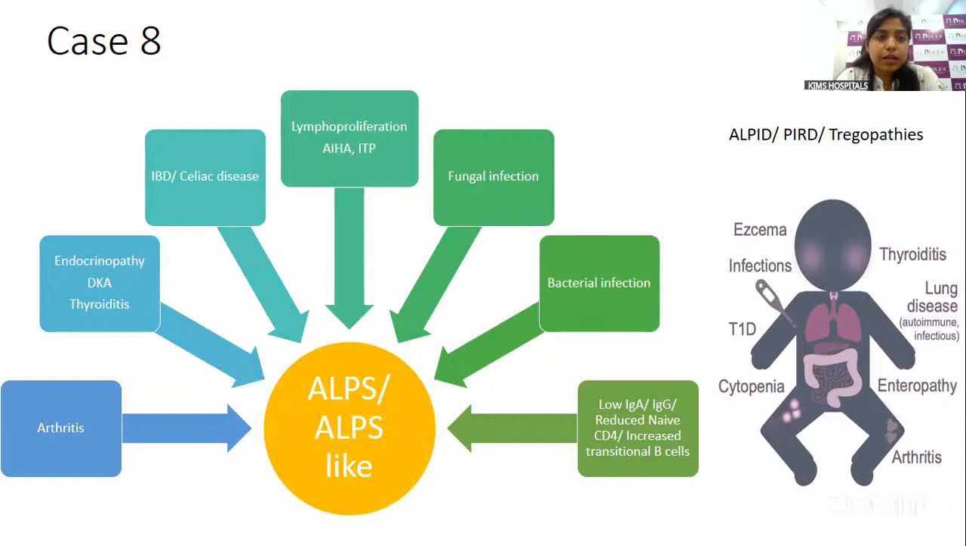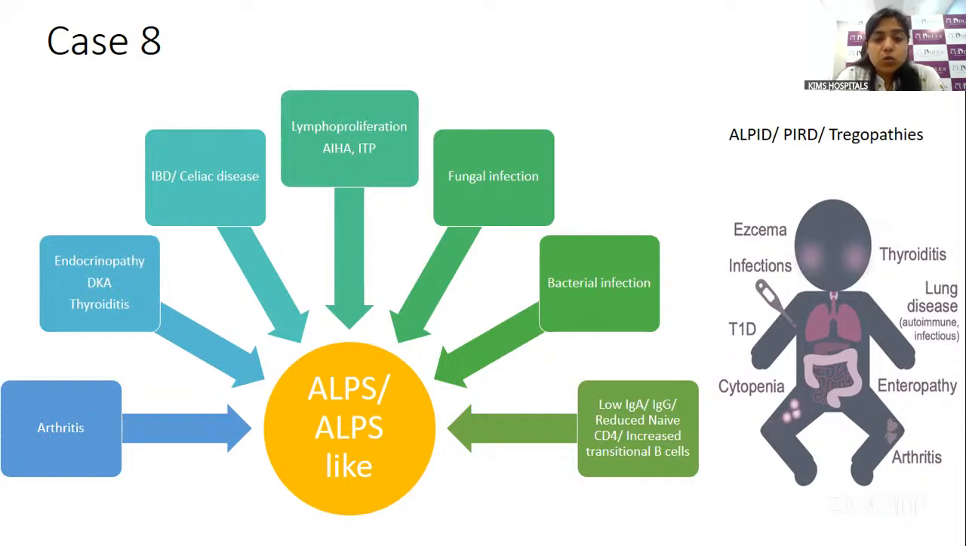Next case is an 8-year-old. I think I have not mentioned the age. The child has come during 8 to 10 years only, but the child had multiple infections, like bacterial infections and fungal infection. The child had autoimmunity in the form of autoimmune hemolytic anemia and lymphoproliferation. The child also was diagnosed with IBD. He had endocrinopathy in the form of thyroiditis, and arthritis.